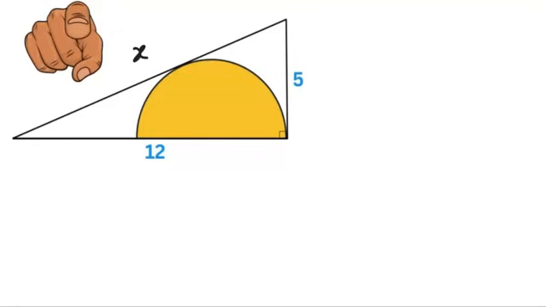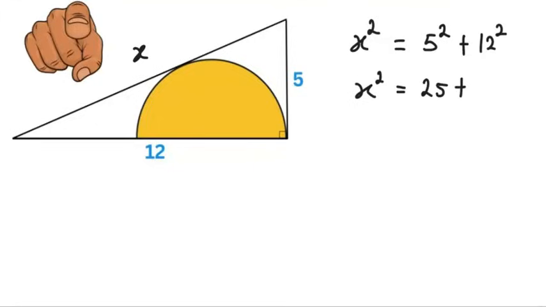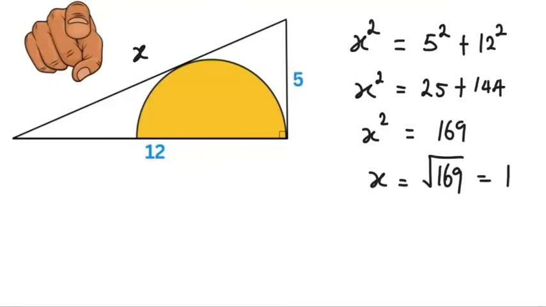And we're going to apply the Pythagoras theorem right over here. So using the Pythagoras theorem, we get that x squared is equal to 5 squared plus 12 squared. We get x squared is equal to 25 plus 144. Sum this up to get 169. So we get x is equal to the positive square root of 169, giving us 13 units. So x is 13 units.